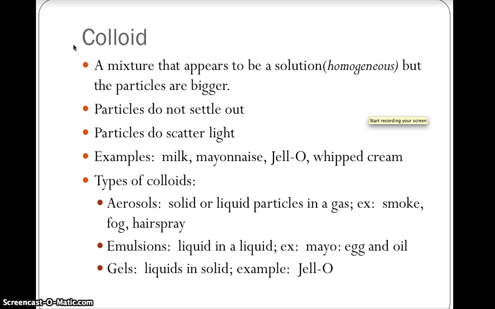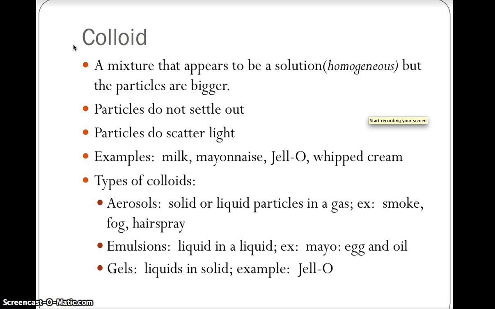Examples of colloids: milk, mayonnaise, jello, whipped cream. There are 3 different types of colloids: aerosols, which is solid or liquid particles in a gas, like smoke, hairspray, fog. Anything that is somewhat dissolved in a gas, but the particles are too big to be a solution. Emulsions, liquid in a liquid, like mayonnaise. Mayonnaise is egg in oil. You mix it up and it's an emulsion.